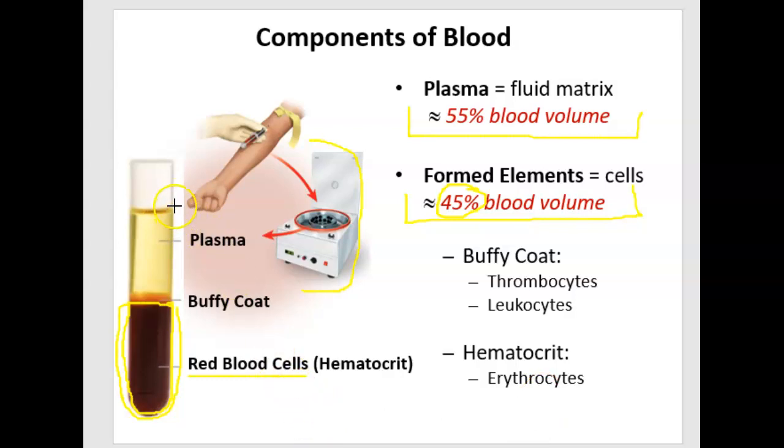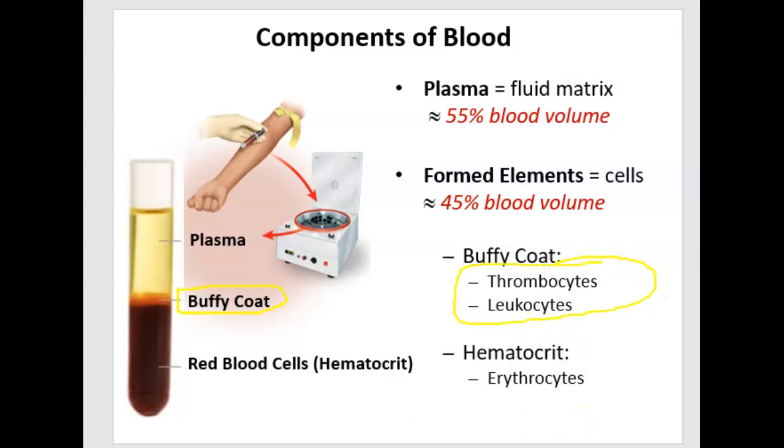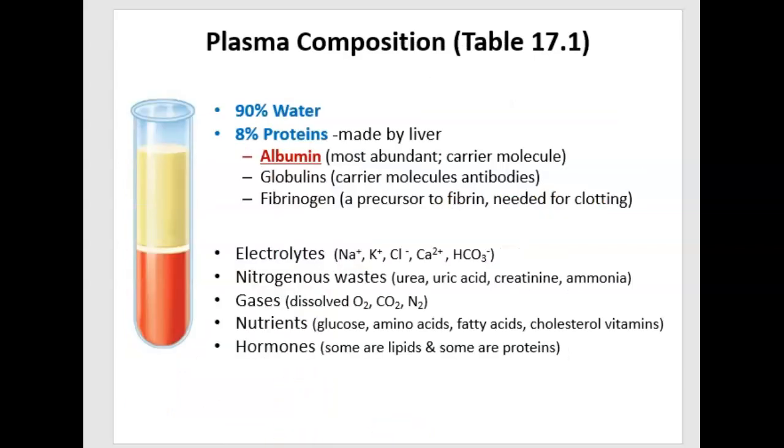And then the plasma is at the top because it doesn't weigh as much. It's not as dense, I should say. Now in the middle, though, is this kind of fluffy region. That's called the buffy coat. And that's where the leukocytes and the thrombocytes usually end up. Okay, so if you're collecting plasma, you have to be careful not to disturb that buffy coat with your pipette if you want a clean sample. Okay, let's go to plasma composition in a little bit more detail.